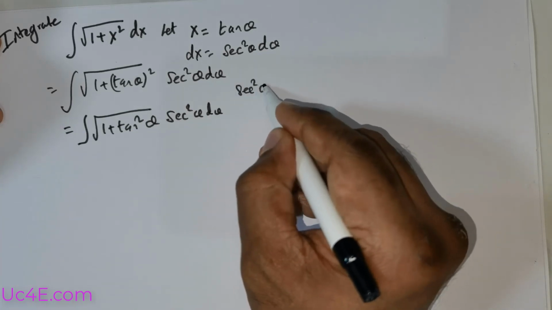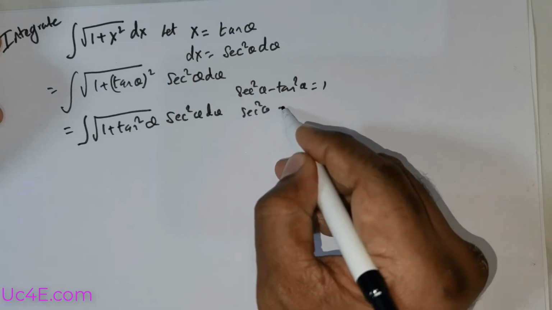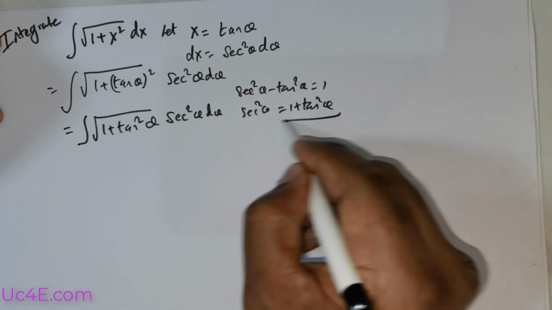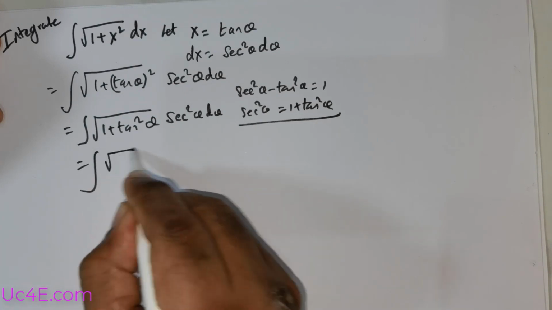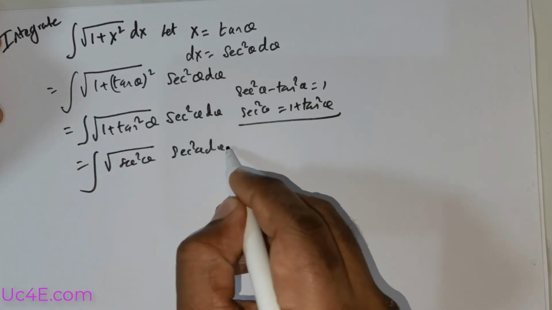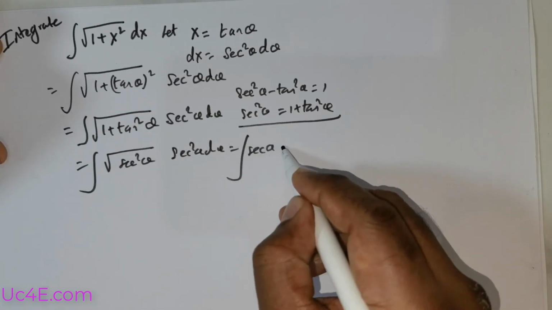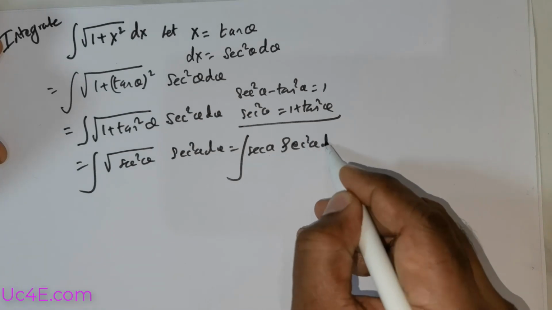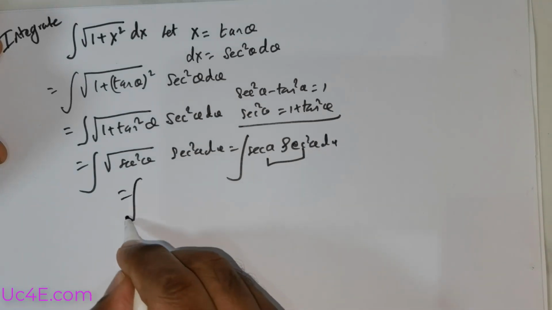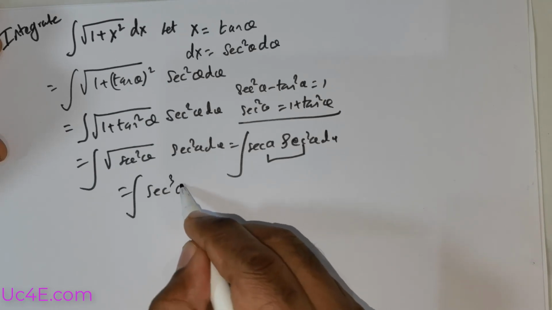I know a formula: secant squared theta minus tan squared theta is equal to 1, and secant squared theta is equal to 1 plus tan squared theta. So this is equal to the root of secant squared theta times secant squared theta d theta. The square root of secant squared theta is secant theta, times secant squared theta d theta. Multiplying these two would give me secant cubed theta d theta.